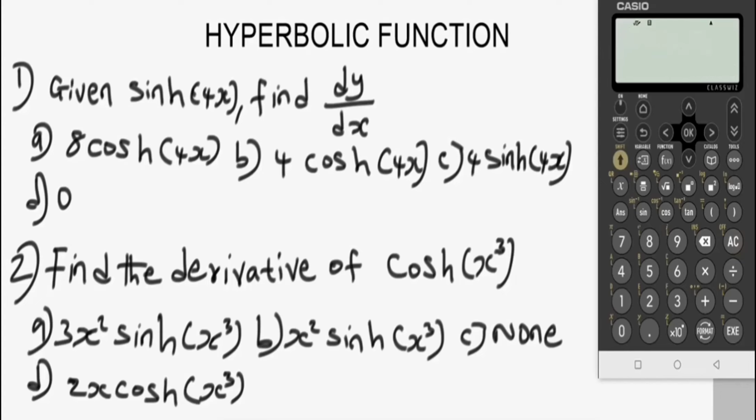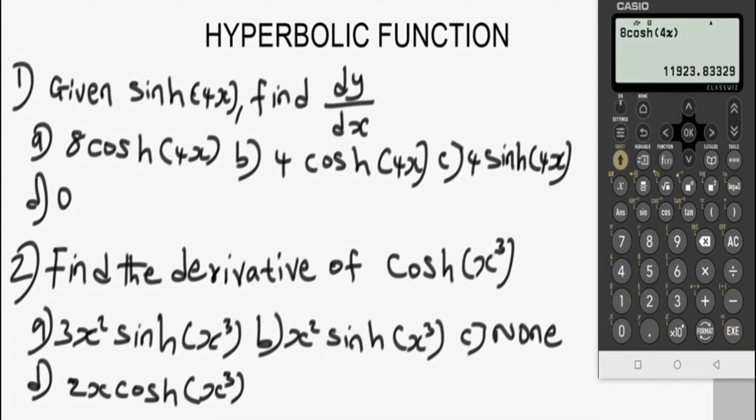So let's simplify option A. We have 8 cosh 4x. So press this catalog button, go to hyperbolic functions. Alright, so I'm looking for cosh 4x, close the bracket. So that's it. Let's press execute to see the output.